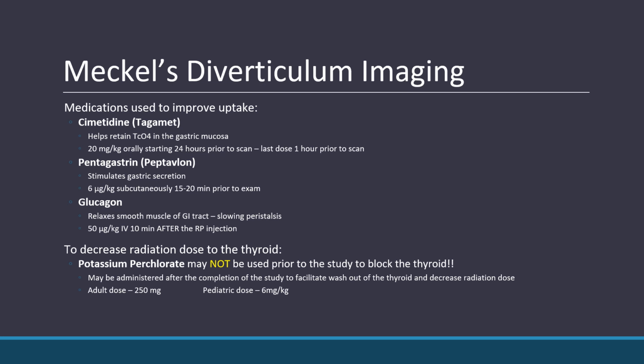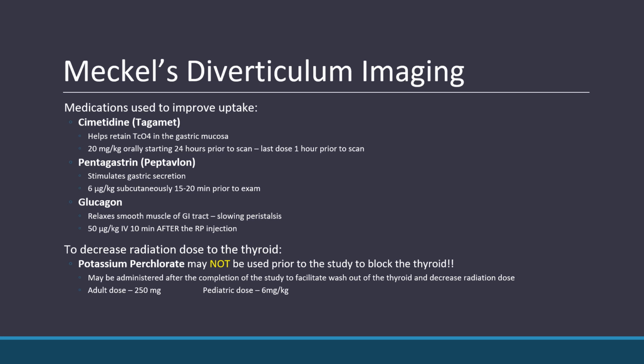Glucagon relaxes the smooth muscle of the GI tract, so it slows the natural movement of things through the GI tract. This theoretically will keep the activity in the Meckel's diverticulum longer if it is there. So that is 50 micrograms per kilogram given IV about 10 minutes after the radiopharmaceutical injection. We'll just kind of keep it there.